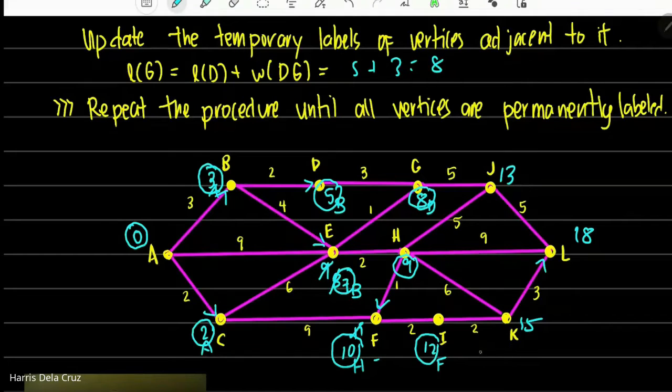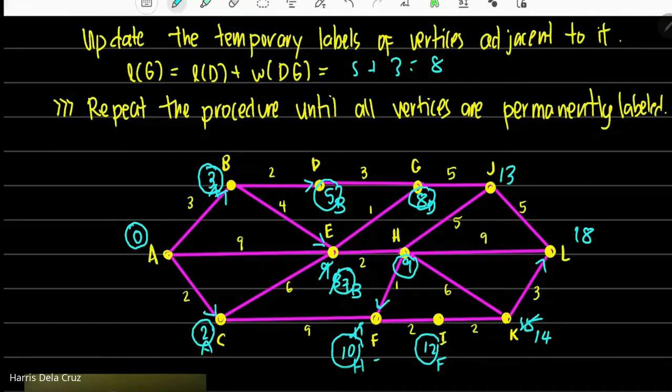And then, from that fixed label, pwede kang pumunta kay K. So, that's 2. So, 12 plus 2, 14. Which is smaller than 15. So, now you replace this by 14. So, ibig sabihin, mas maigsi kung manggagaling ka kay I kaysa manggagaling ka kay H. Yan. Papunta kay K. So, the temporary labels now are 13, 14, and 18.